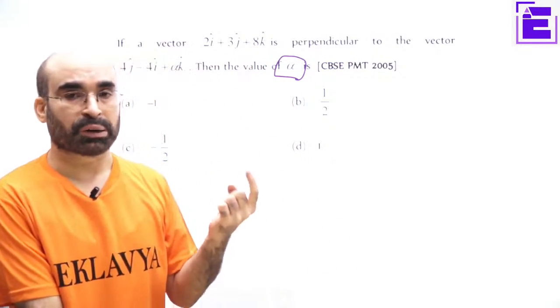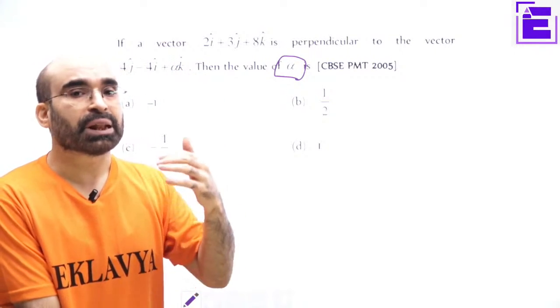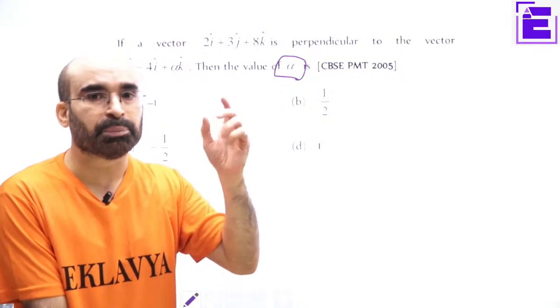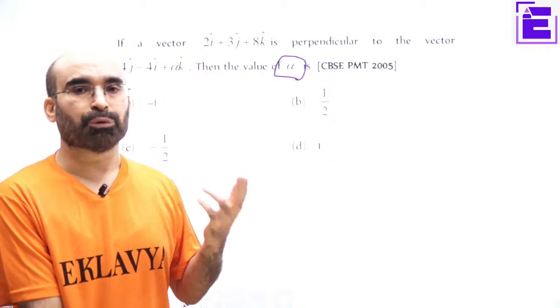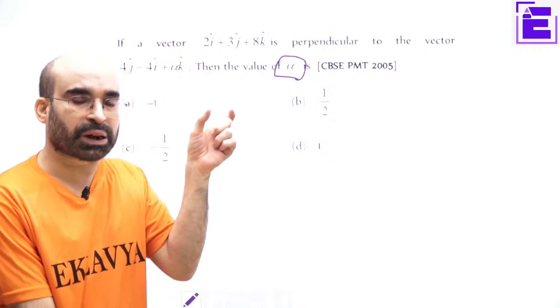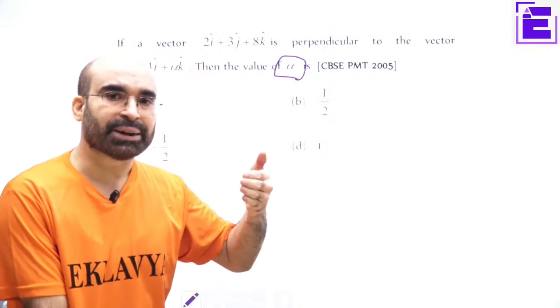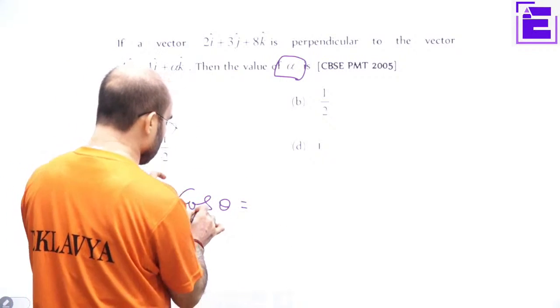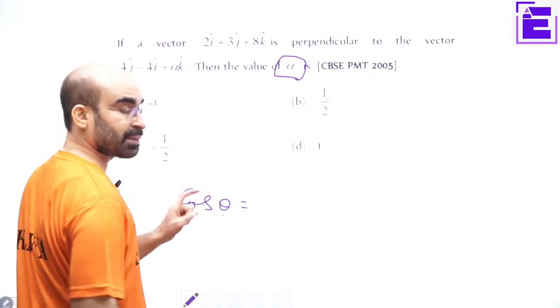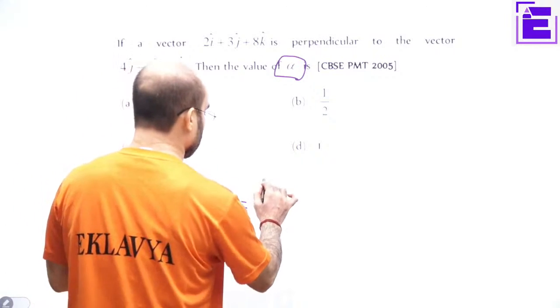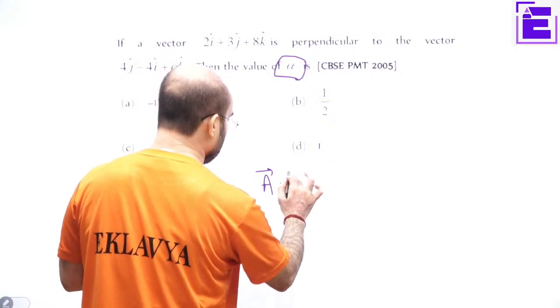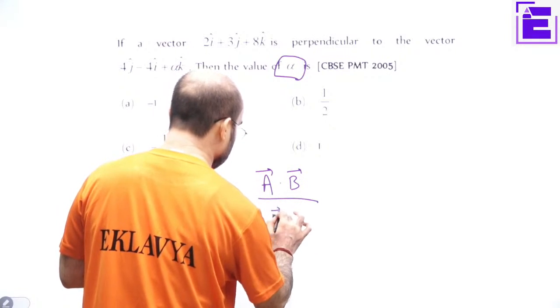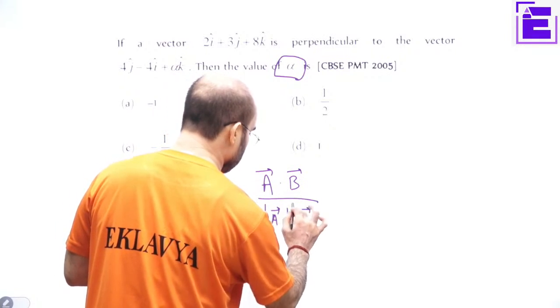One type of question. Another type of question, they would ask you to find out the angle between the two given vectors. How would you do that? You would get the dot product divided by the magnitudes, that is cos theta. This is the angle theta, the angle between vector A and B. So it would be simply A dot B divided by the magnitudes of vector A and vector B.